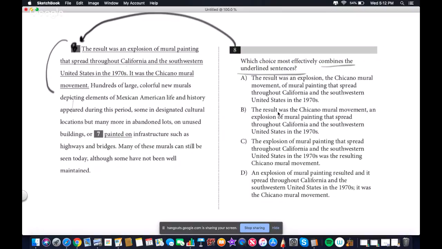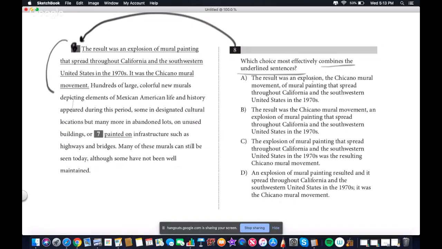So think about trying to create a meaningful relationship between these ideas. Typically, words like also and are weak and don't create strong, meaningful relationships between ideas. But let's see what happens here. The original is, the result was an explosion of mural painting that spread throughout California and the southwestern United States in the 1970s. It, meaning the mural painting explosion, was the Chicano mural movement. Okay, how do we combine these?